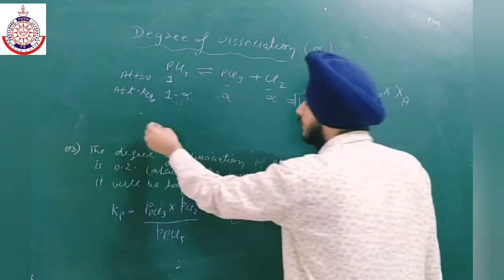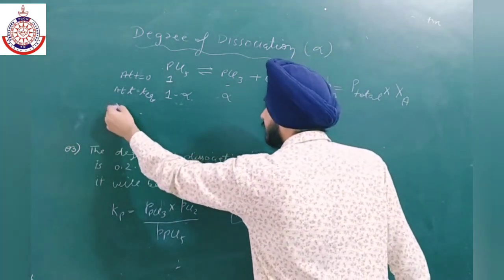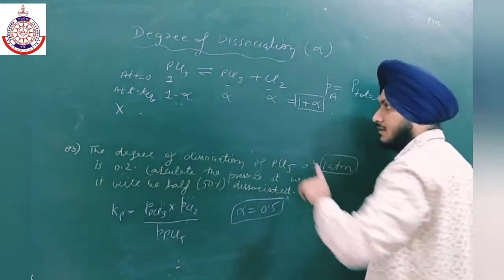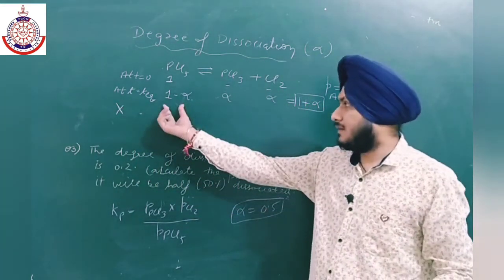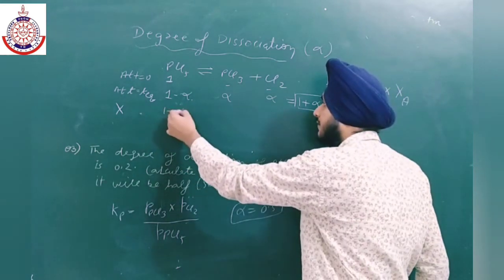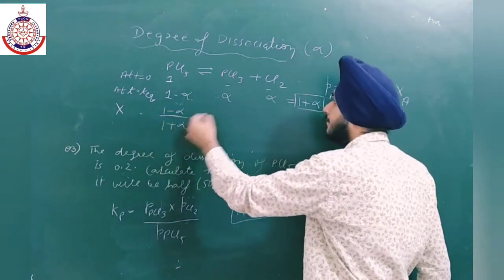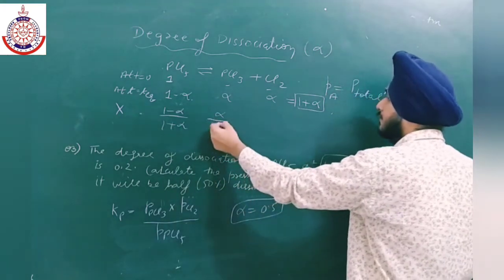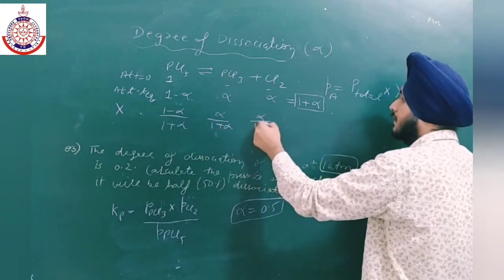Okay, now we have to calculate the mole fraction. Mole fraction is moles divided by total number of moles. So it is (1 minus alpha) divided by (1 plus alpha), alpha by (1 plus alpha), and alpha by (1 plus alpha).